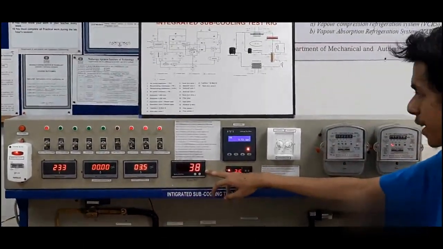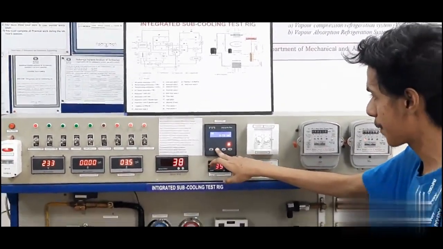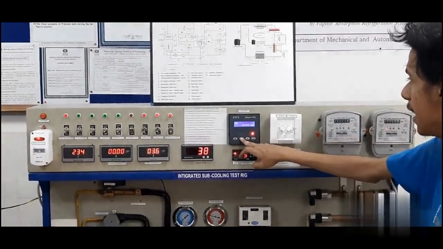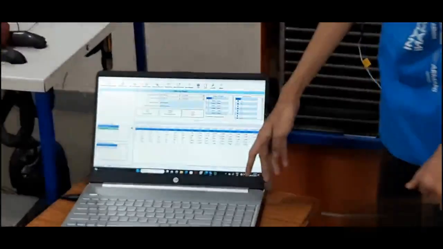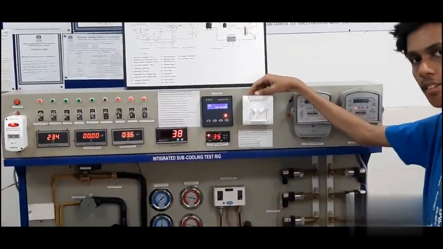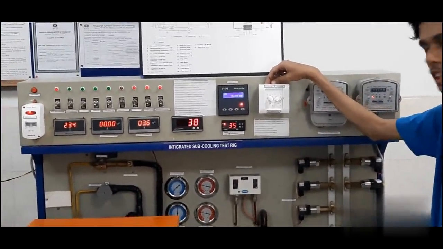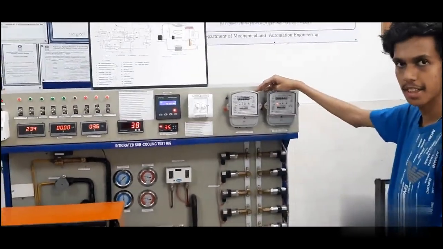It shows the room temperature, and this is the data acquisition system which shows the temperature and pressure at different points manually, and also it shows the data through a Prolog software where we can make further analysis. And this is the control regulator of the condenser and evaporator fan, which we can use to control the speed. And this is the energy meter of both the compressors in kilowatt hour.